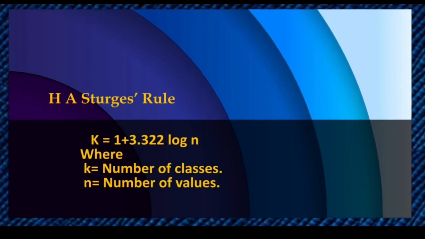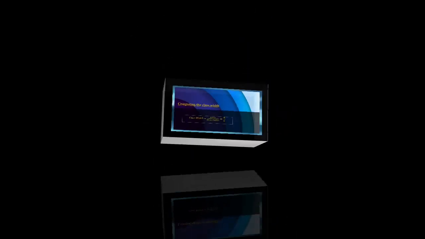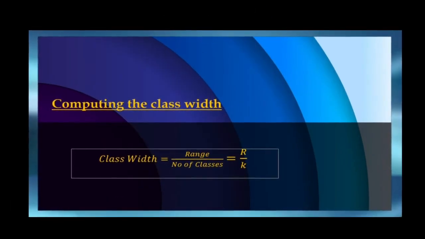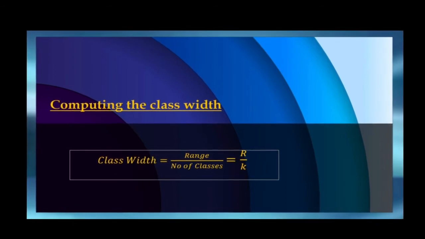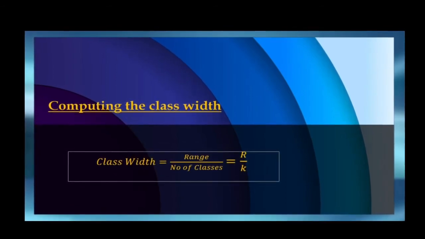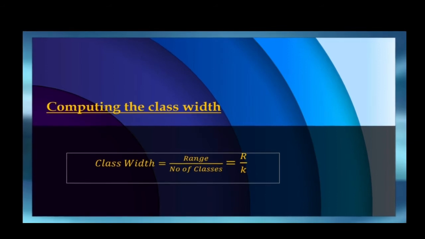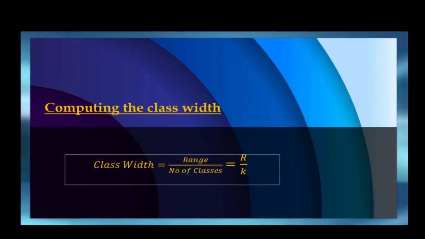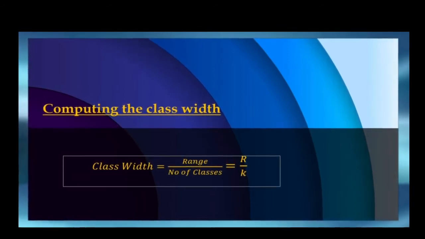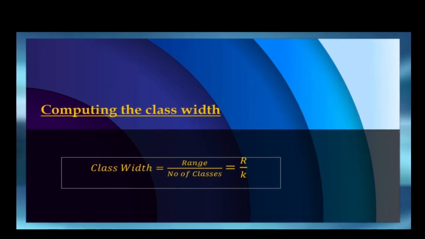The next step is deciding about the class width or the size of class interval, for which we use the following formula. Class width is equal to range over number of classes, or I is equal to r over k, where r stands for range and k the number of classes.